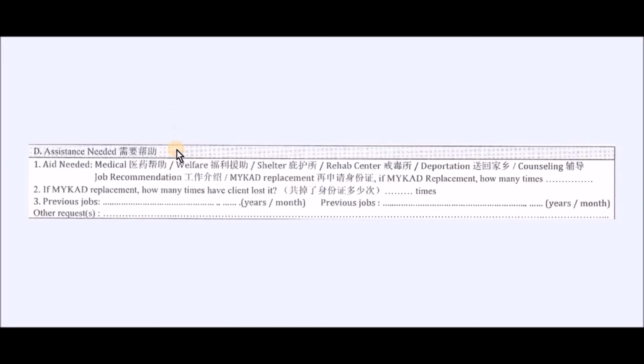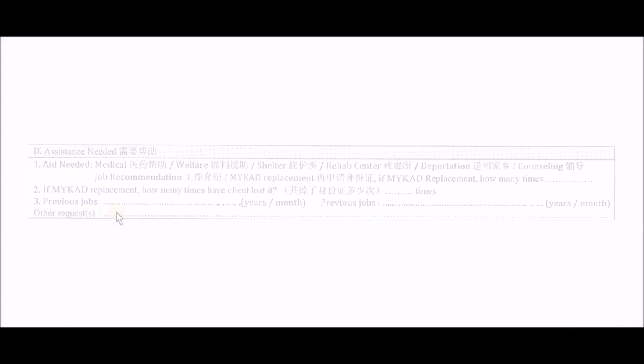Next is section D, which is the assistance needed by the client. You'll first need to identify the aid needed by the client and circle the appropriate services that the client needs in this list here. If the client requests an IC replacement, please write down the amount of time that the client has lost their IC over here. You'll also need to write down the previous jobs of the client and the years or months of experience that the client had with that job over here and here. This is done so that we can know what kind of job the client wants or whether the client has any working problems. Any other requests made by the clients can be written down here.